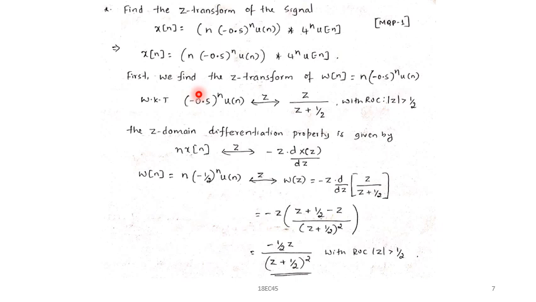As we know, the z transform of (-0.5)^n u of n is given by z divided by z plus 1 by 2, or 0.5. Same, z divided by z plus 1 by 2, with ROC mod z greater than 1 by 2. Because it is a right sided sequence, the ROC will be greater than 1 by 2.